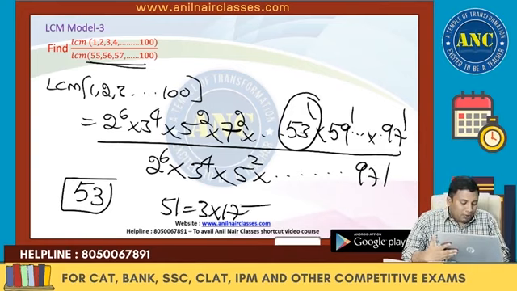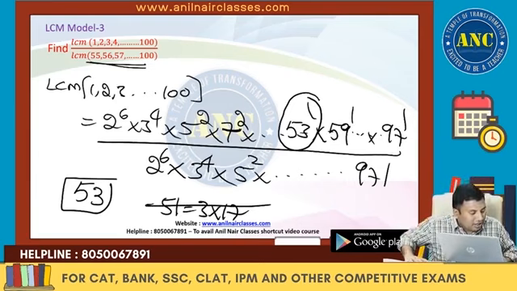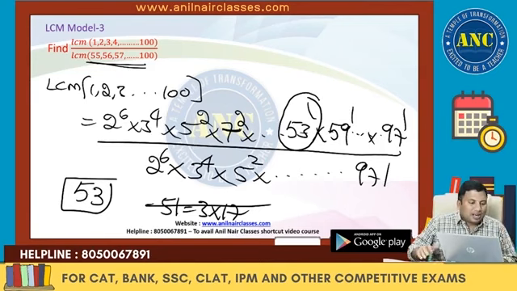It is a composite number, so it is eliminated. 51 is 3 into 17. Aishwarya, the doubt which you asked: 51 is a composite number, be careful. 51 is a composite number.